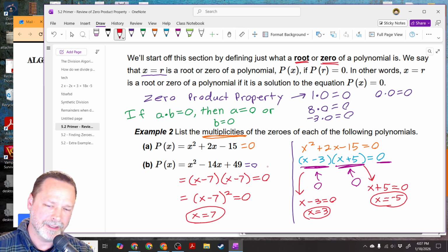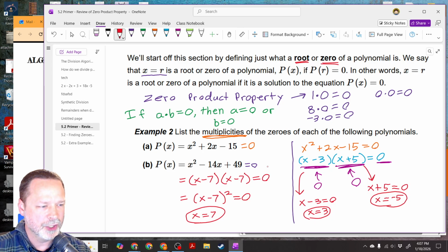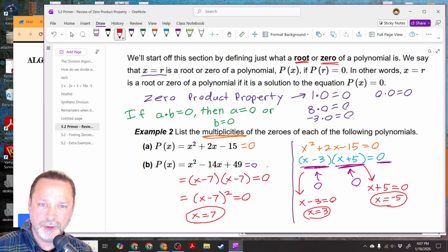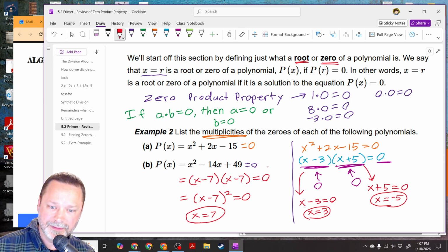We're going over this because we're going to extend this to finding zeros or roots of cubics, or polynomials with higher powers. So, polynomials that have an x to the 5th in it, or x to the 7th, right? We're going to be finding zeros and roots of those now.